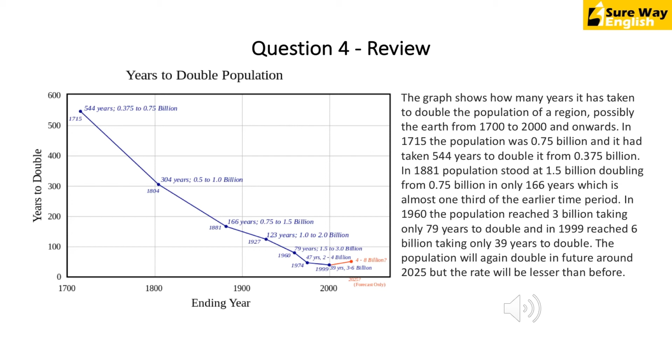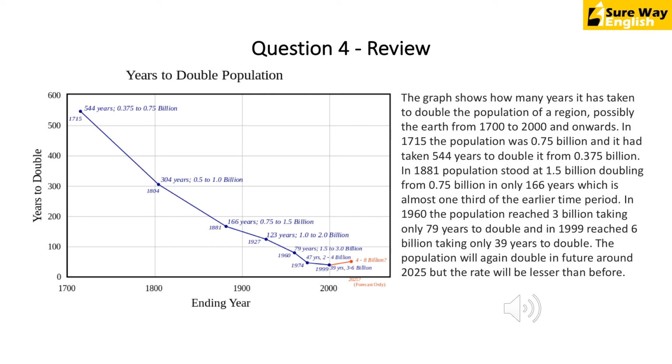So that's why from 1715, it goes directly to 1881, and then instead of explicitly talking about 1804, while talking about 1881, it says that it took almost one third of the earlier time period, or it could have also been half of the earlier time period. So that's how you'll manage to fit in all the relevant information in the given time frame.